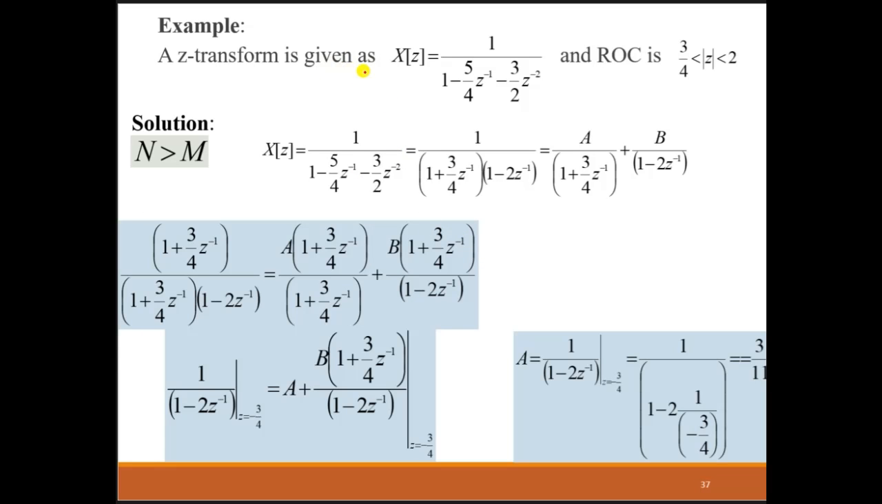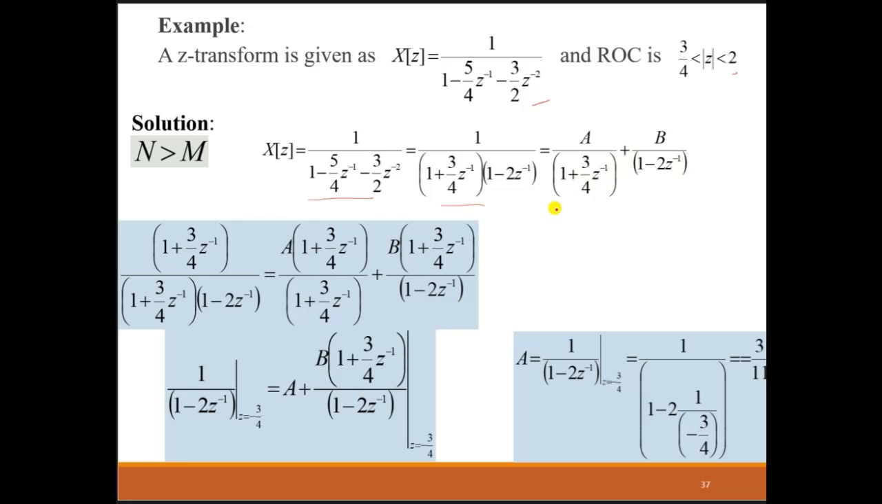Right, a Z transform given as X(z) equals 1 over this polynomial equation with ROC Z between 3/4 to 2. Right, so you tulis balik semula persamaan yang diberikan, and then you factorize the polynomial. So you have this factorized polynomial. Pecahkan A plus B.